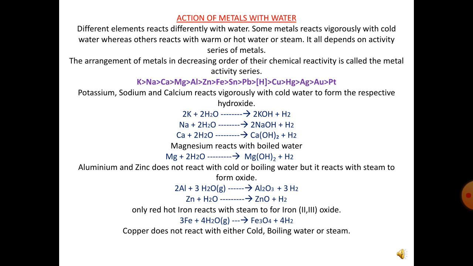Aluminium and zinc do not react with cold or boiling water, but they react with steam to form the respective oxide. Remember, they form the respective oxide, not hydroxide. Hydroxide is formed by potassium, sodium, calcium, and even magnesium. But below that, aluminium and zinc form only oxide.